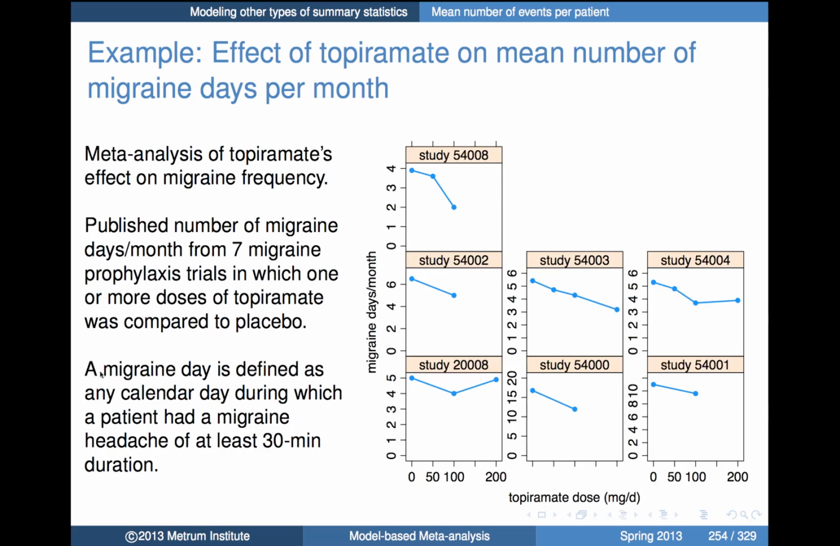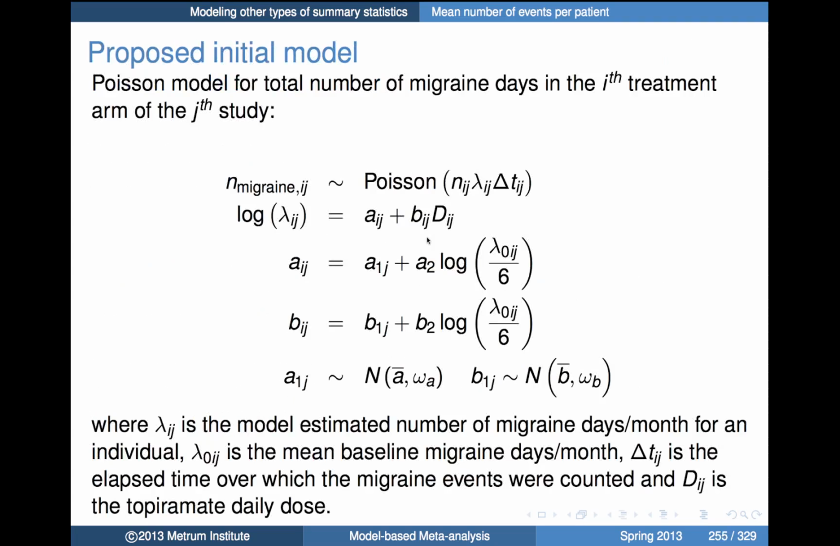Just to mention how a migraine day is defined. There's a number of different measures of migraine frequency that are used. The one that we're looking at is termed a migraine day, and that's defined as any calendar day during which a patient had a migraine that lasted at least 30 minutes. So that's what would be categorized as a migraine day. So again, this is migraine days per month. So that's what we're going to model.